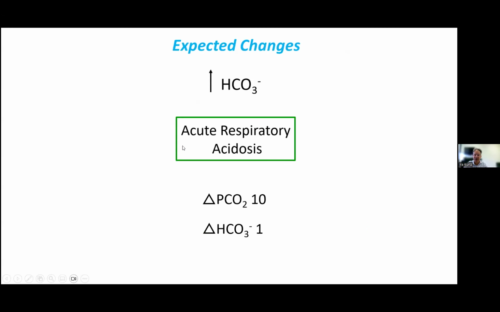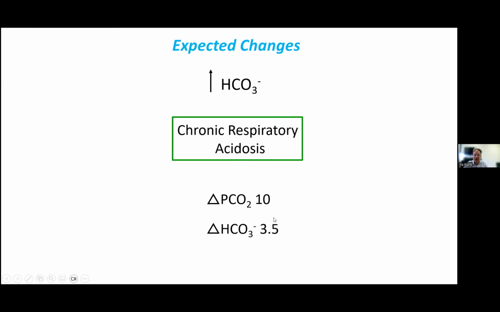And the rule is, if it's acute, for every 10 increase in the PCO2, the bicarb goes up 1. Remember, for the down direction, the bicarb falls by 2 acutely, but in the up direction, it goes up by 1/10 of what the PCO2 went up. So you can remember again, 20 to 2, 10 to 1, 5 to 0.5, whatever you like to remember.